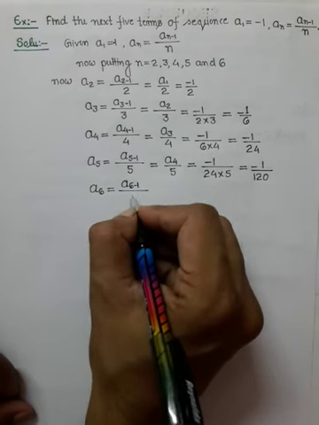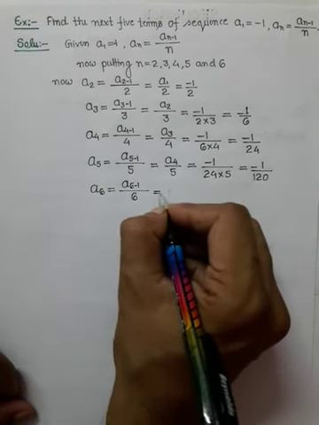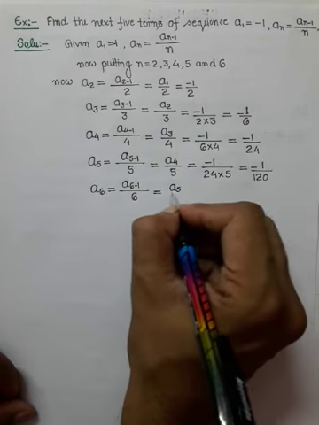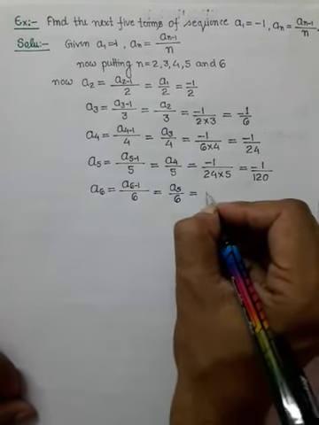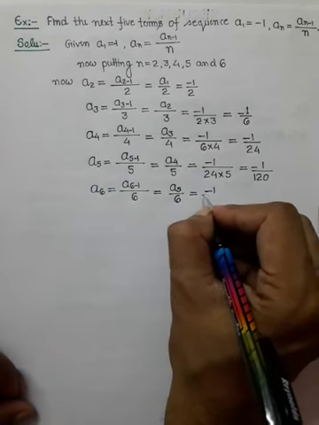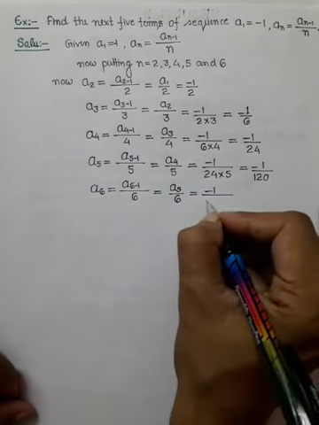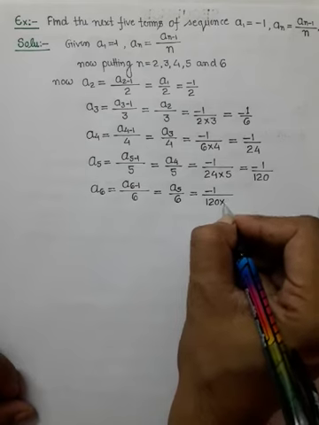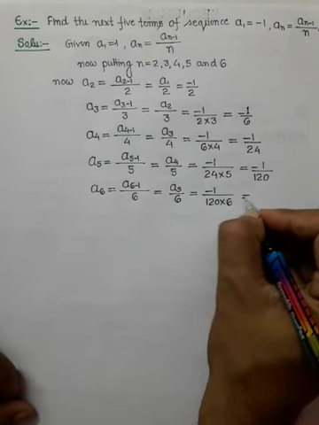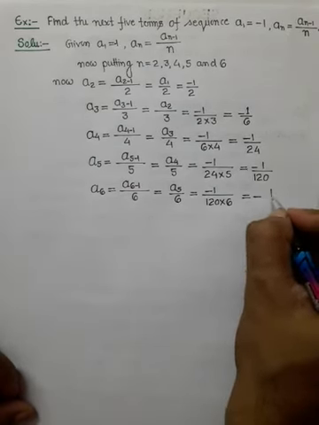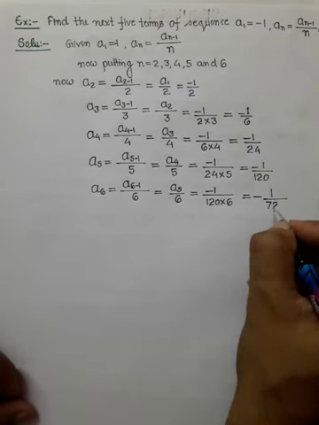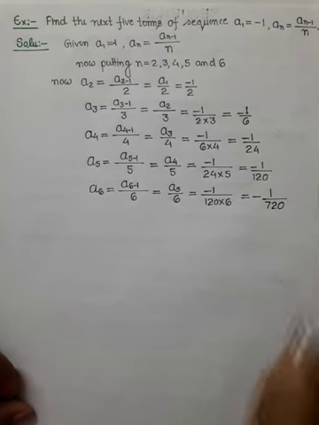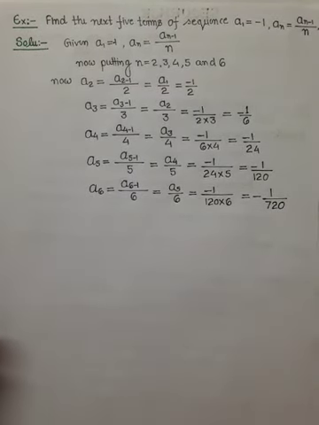Similarly we can find a6, so a6 is given as a(6 minus 1)/6, so this comes out a5/6. A5 का वैल्यू यहाँ पर गिवन है -1/120, so -1/120 into 6, so this value comes out minus of 1/720. So like that we have found the next 5 terms for the sequence.